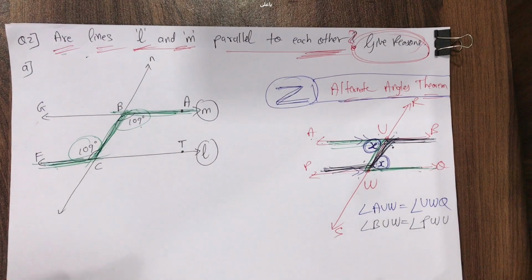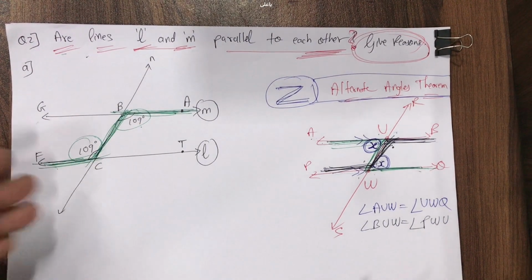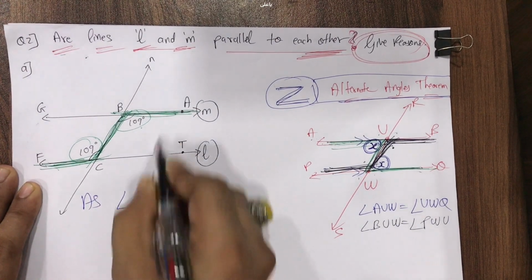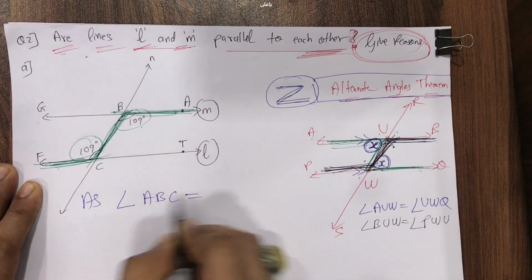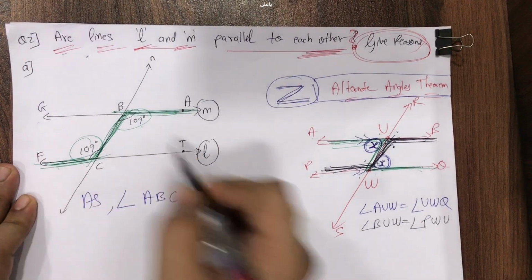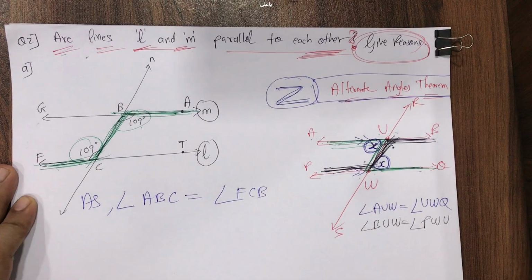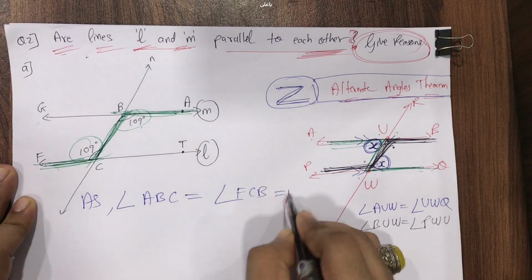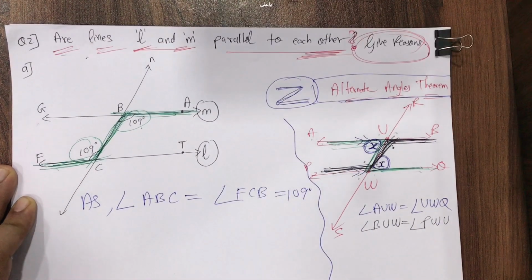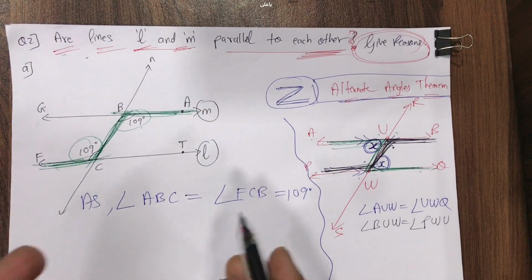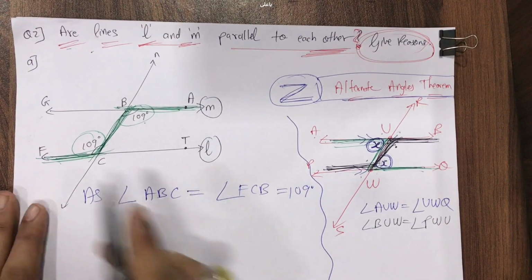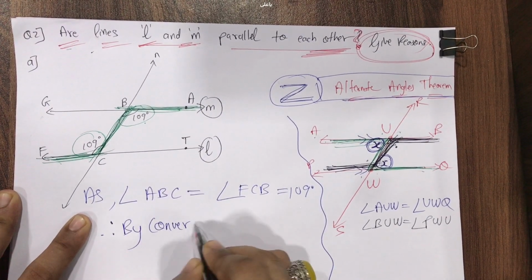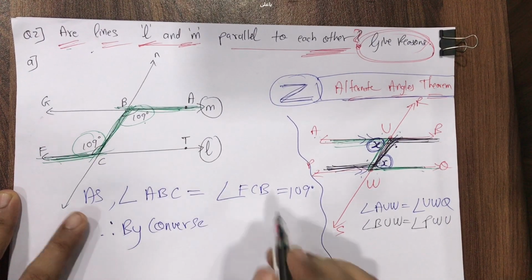So can I say automatically here the two angles are given as equal and they happen to be alternate angles, as angle ABC is equal to, what's the name of this angle, FCB. Angle ABC is equal to angle FCB. They both are equal, equal to 109 degree. It's given to us. And this happens to be what? They are alternate angles. So therefore, by converse of alternate angles, it's fine if you don't write this reason. Okay, if you don't write, it's fine.